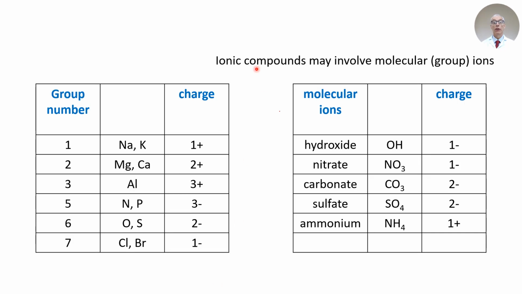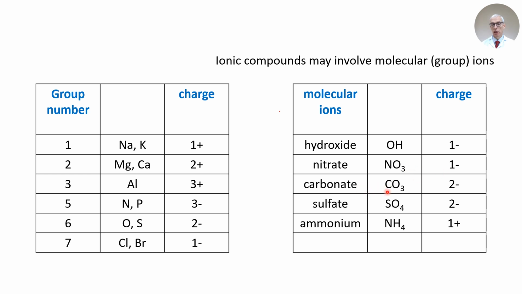So ionic compounds may involve molecular or group ions. So these refer to ions such as the hydroxide ion, OH, which has a 1 minus charge, the nitrate, the carbonate, the sulfate, the ammonium. So these may be referred to in your specification as molecular ions or as group ions. So the hydroxide, OH, when you see the name hydroxide, it means you've got an oxygen and a hydrogen, overall charge 1 minus. Nitrate is assumed to be 1 nitrogen and 3 oxygens, 1 minus.